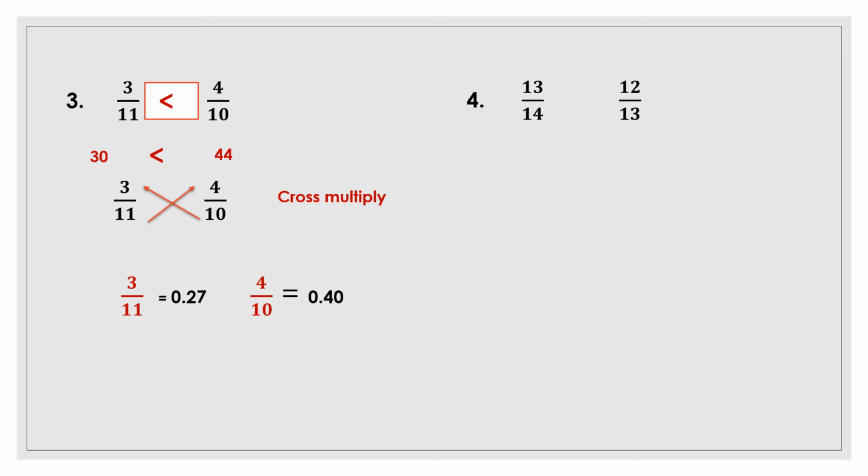Next, number 4. 13 over 14 at saka 12 over 13. So, sa decimal equivalent, ang 13 divided by 14 is 0.93. Ang 12 over 13 ay 0.92. Kaya, mas malaki yung decimal na equivalent nitong 13 over 14. Kaya alam na natin kung alin dyan ang mas malaking fraction over the other.